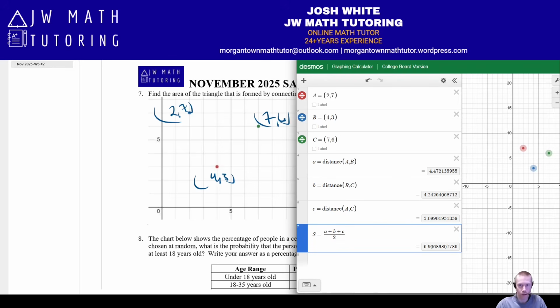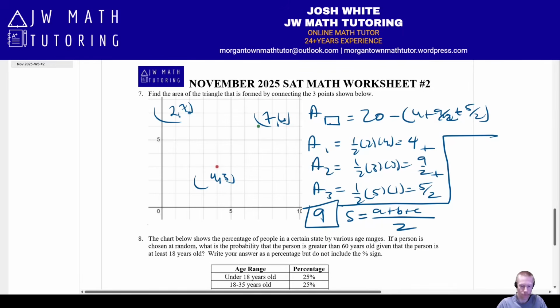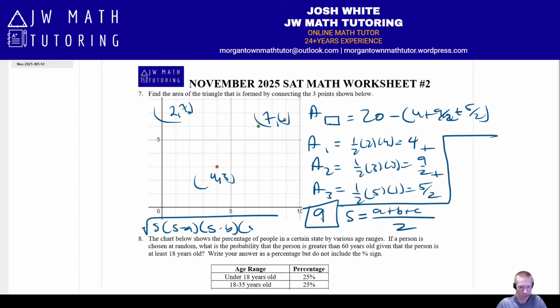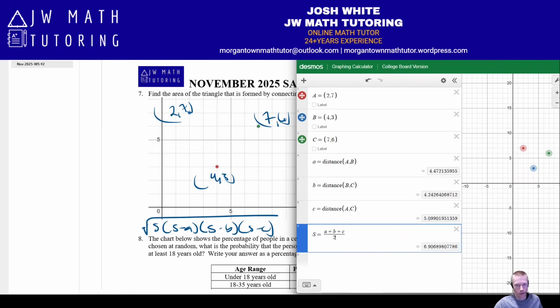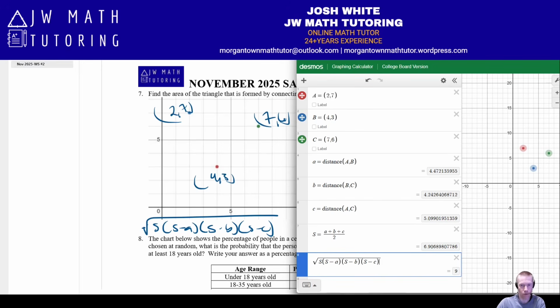And now what you do with S for the actual formula is we take, let's write it down here. This is the final answer. The square root of S times S minus A, which is the length of the one side, times S minus B times S minus C. So now let's do the square root of S times S minus A times S minus B times S minus C. Okay, so we go through all this work. We get the same answer of 9.